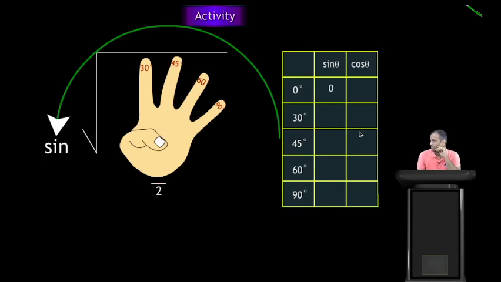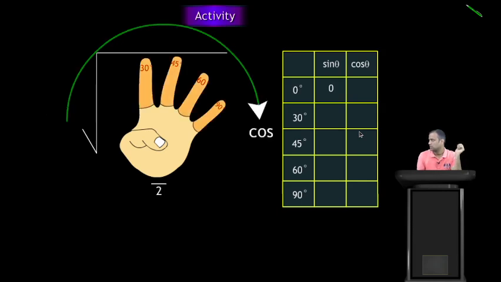Okay, for 0 degree we have 4 values. So divide 0 by 2, it is 0. So the value of sin theta is 0. And for cos, how many fingers do we have? Yes, we have 4 fingers. So find the root of 4 and divide by 2.